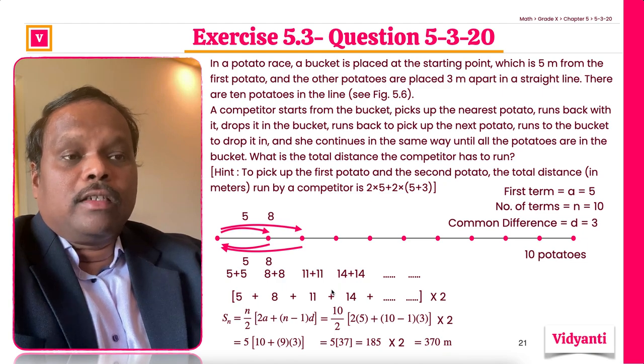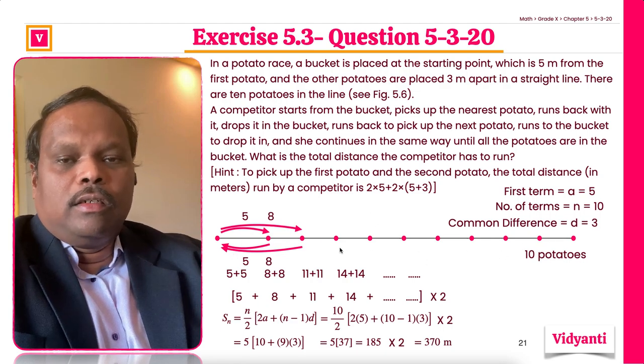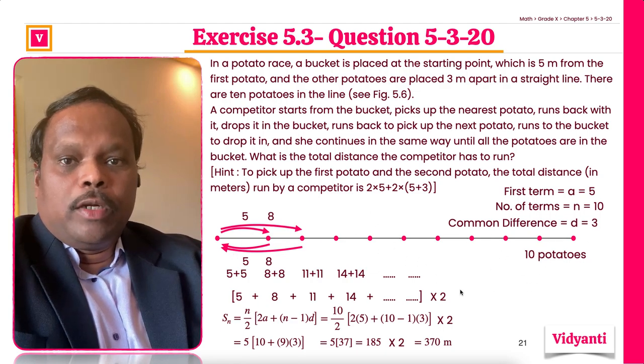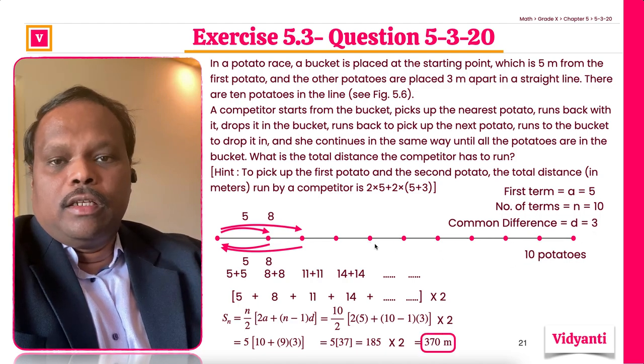That's your final answer. That's the distance each person has to run in order to successfully complete picking up all these 10 potatoes arranged in this particular manner. So 370 meters is your final answer.